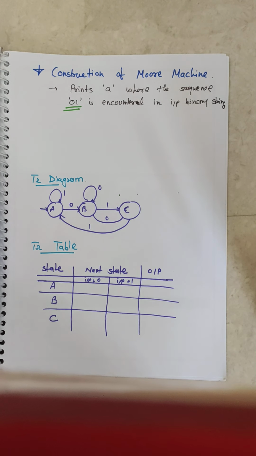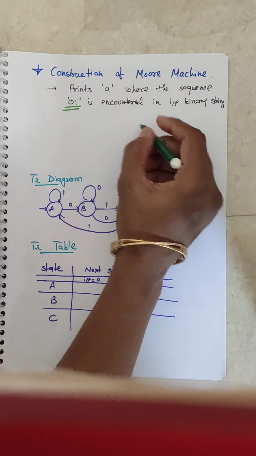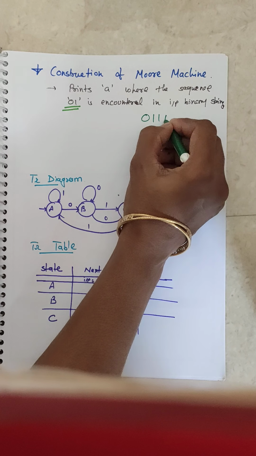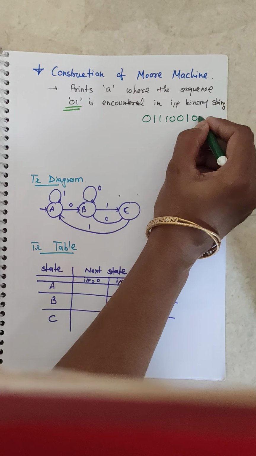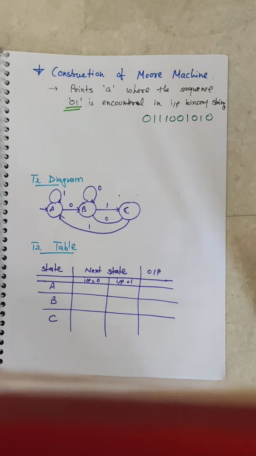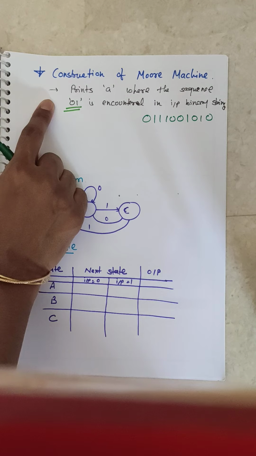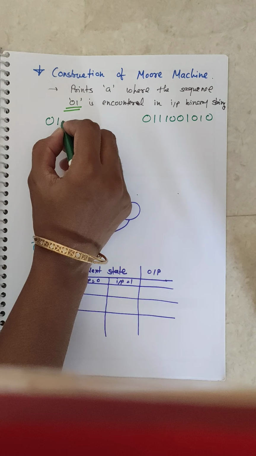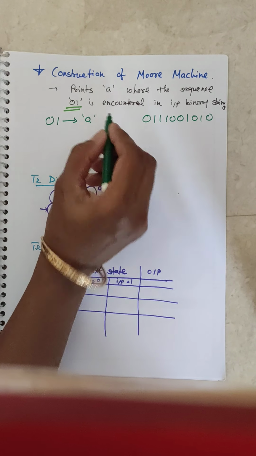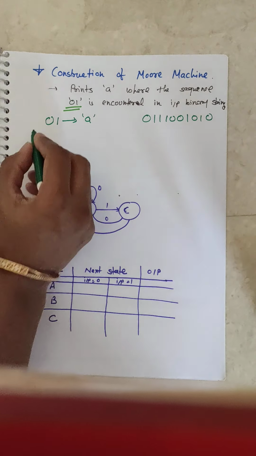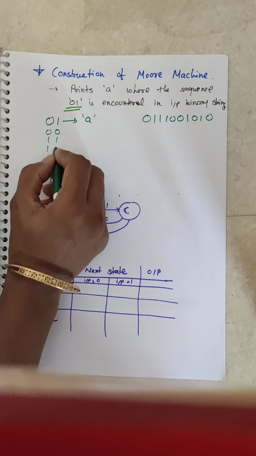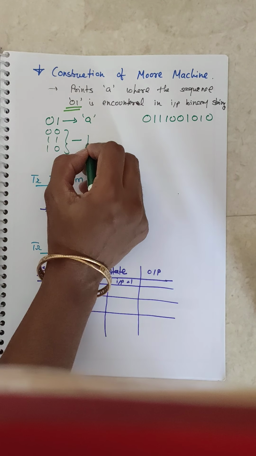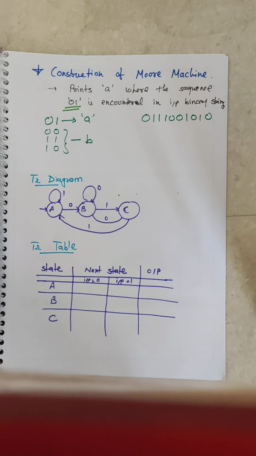Suppose we have a binary string 0 1 1 1 0 0 1 0 1 0. What the example says is, when we have the combination 0 1, it gives the output A, else we consider it B. So 0 0, 1 1 or 1 0 all give output B. In the Moore machine, the output depends only on the present state.